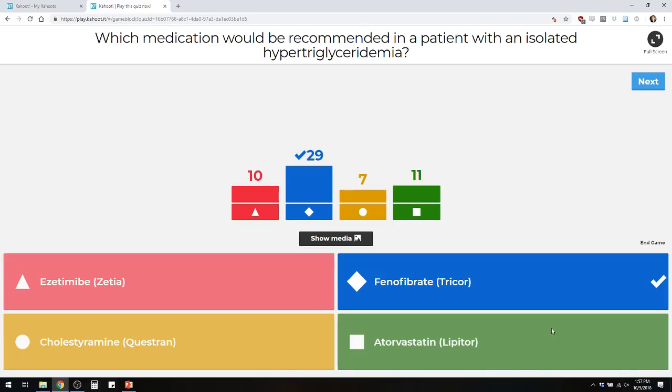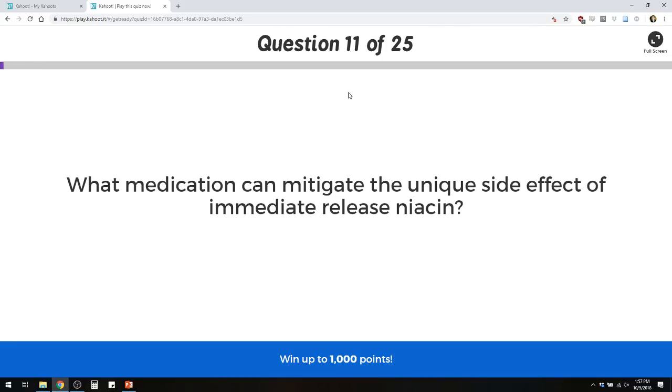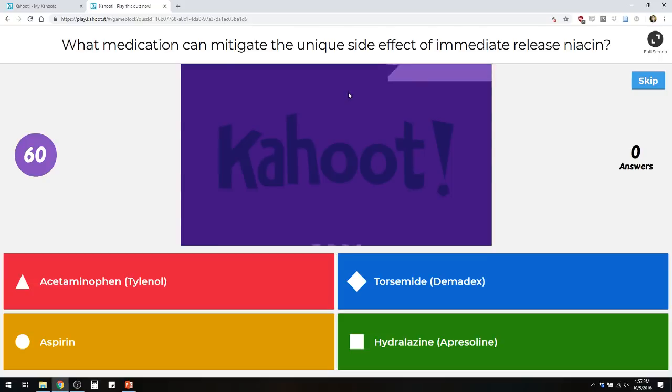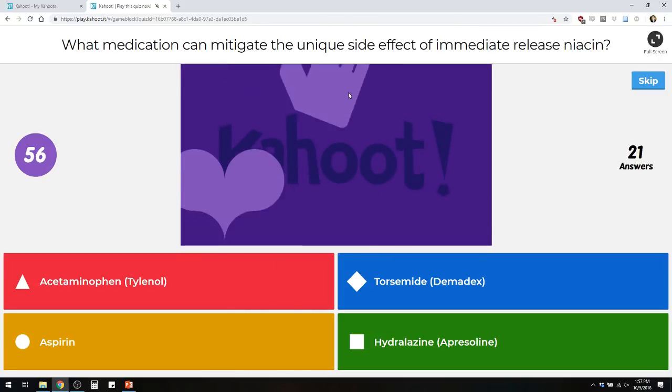Alternatively, what could I have used? Niacin could have been used as well, right? And we like extended release niacin and it limits a lot of those flushing side effects, right? Good. Which medication can mitigate the unique side effect of immediate release niacin? It's a good lead-in. Would you use acetaminophen, torsemide, aspirin, or hydralazine?